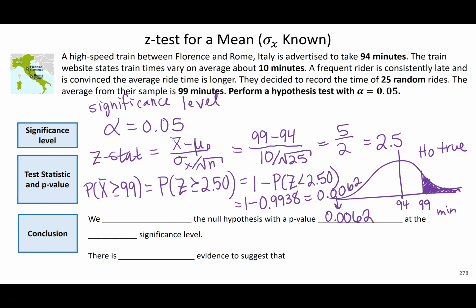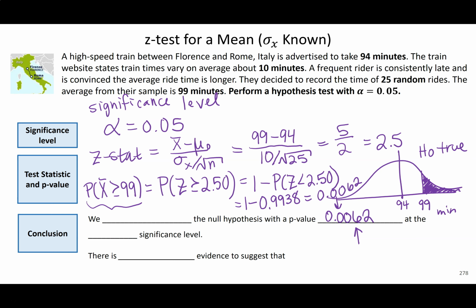I get from the z-table 0.9938, so 1 minus that is equal to 0.0062. So that's my p-value, 0.0062. What that means is if the average train trip time for all the trips between the two cities is 94 minutes as claimed, the probability that I would have taken a sample of 25 random times and got 99 minutes or longer as the average time only happens about 0.62% of the time. So less than 1% of the time that happens if it really was 94 minutes.